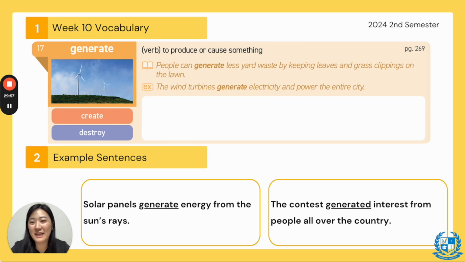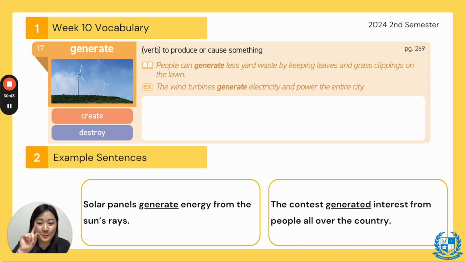Number 17, everyone say, generate. Generate. The synonym is create and the antonym is destroy. It's a verb and it means to produce or cause something. So generate, to make something. In our book it says, people can generate less yard waste by keeping leaves and grass clippings on the lawn. So instead of throwing away, let me rewind. If you mow your lawn in America, meaning cut your grass, they would gather all that grass and then put it in the trash can and throw it away. But here, instead of doing that, you will just leave it on top of the freshly cut grass.